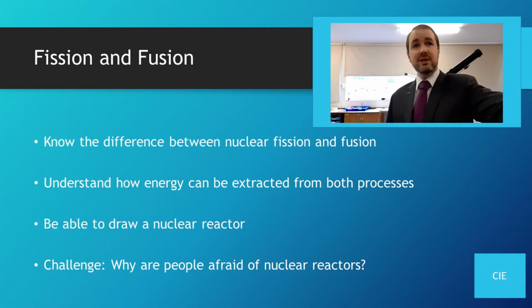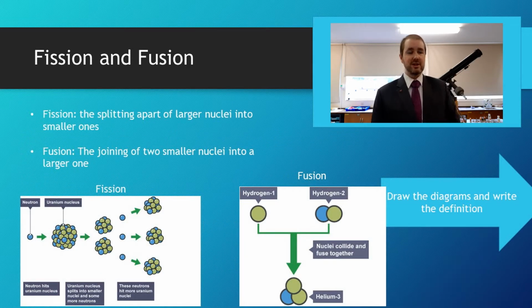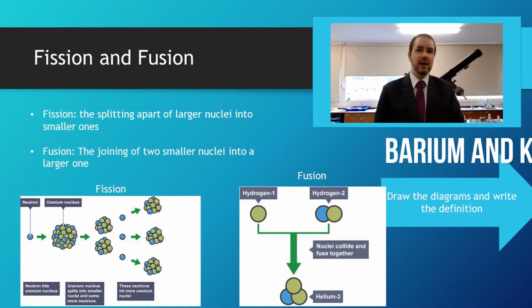So, jumping straight into it, what is fission and fusion? We'll start with fission because it's the older technology and one we actually have right now. Fission is the splitting apart of larger nuclei into smaller ones. So the classic example is taking some uranium and splitting it into smaller atoms. I forget which ones they are. I will find out for you in a second.